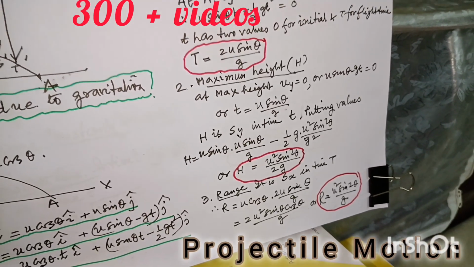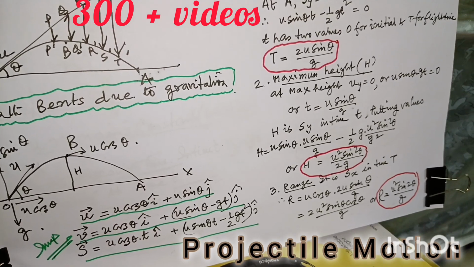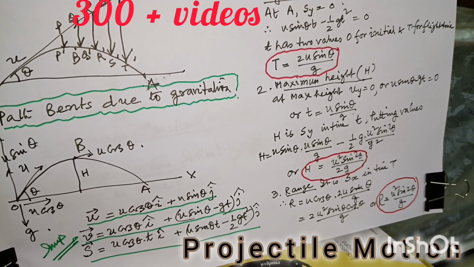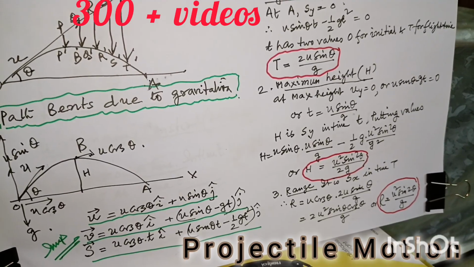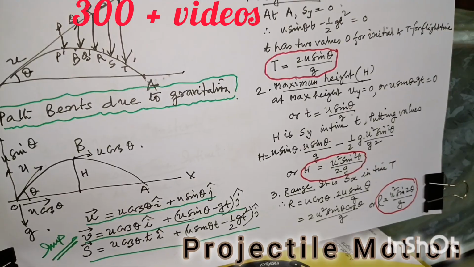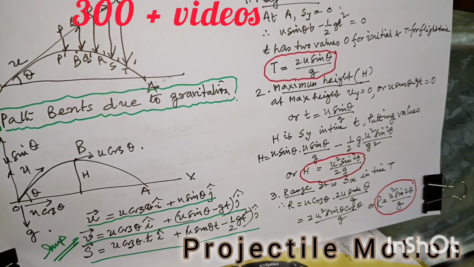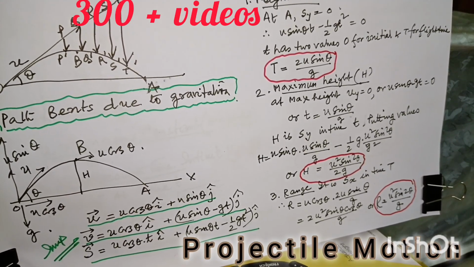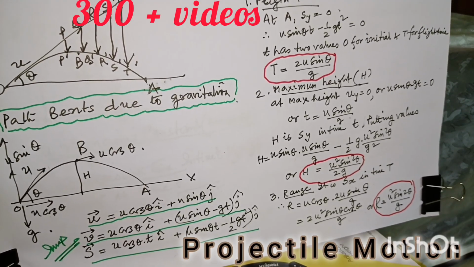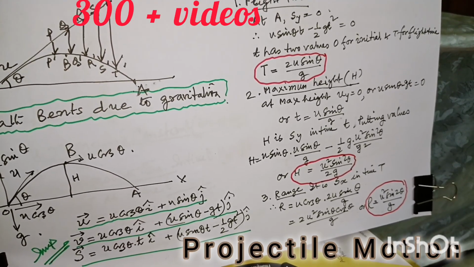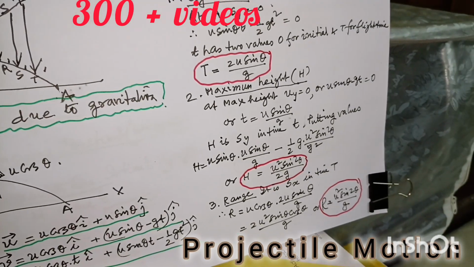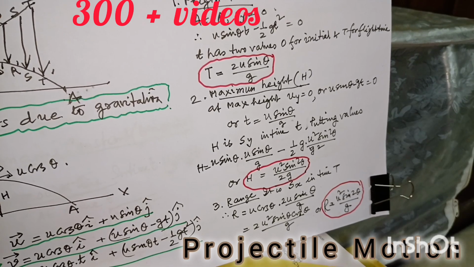Last thing is range. What is range? Range is the length OA. What is OA? OA is the distance in x direction in the flight time. Means at the end of the flight time it will reach A when there is no vertical displacement, but there is a horizontal displacement in x direction, which is given by OA. So it is actually the horizontal displacement in the flight time.